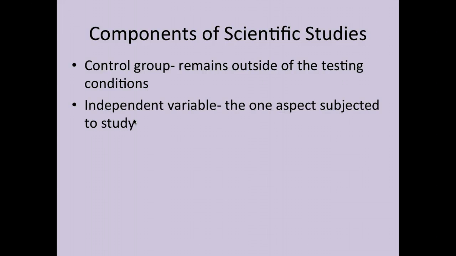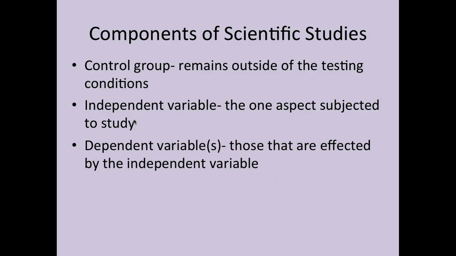The independent variable is the one thing that you want to study. So take that niacin example. The niacin pill itself would be the independent variable. I'm going to subject some people to niacin and some people would be taking something else. That's the independent variable. And then the dependent variable is the thing affected by the change in the independent variable. So that would be the cholesterol level in the example that I gave with the niacin.